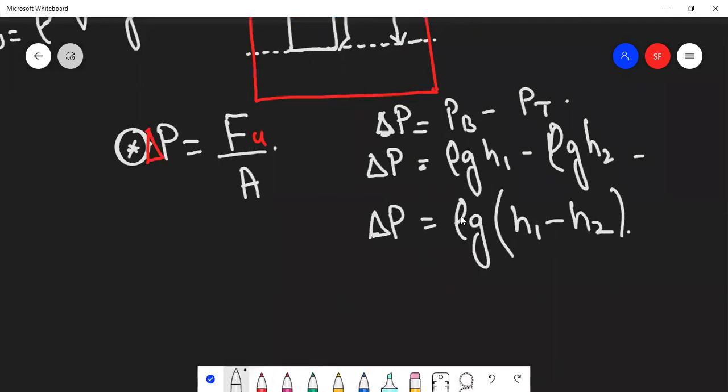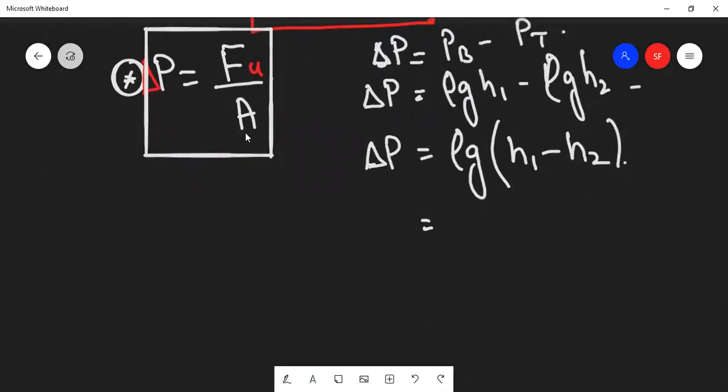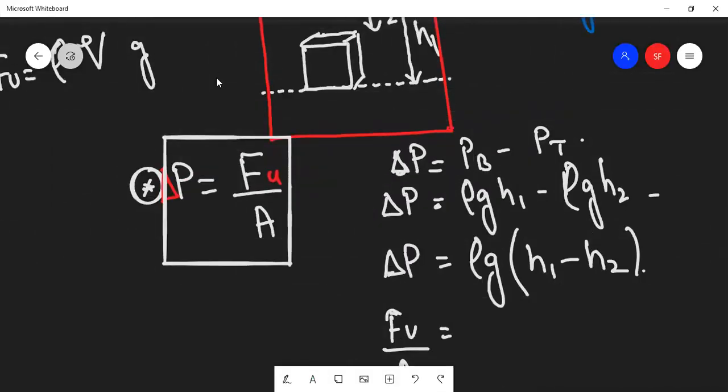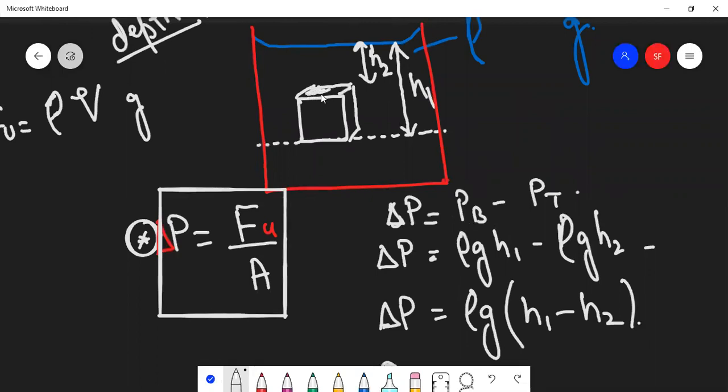You know that density is mass upon volume, right? Before replacing the density, I'm not replacing the density. Now I'm going to use this equation, and instead of the change in pressure, I'm going to write upthrust divided by the area, because change in pressure is the upthrust divided by the area of that object. Area is actually the cross-sectional area on which the upthrust force is acting.